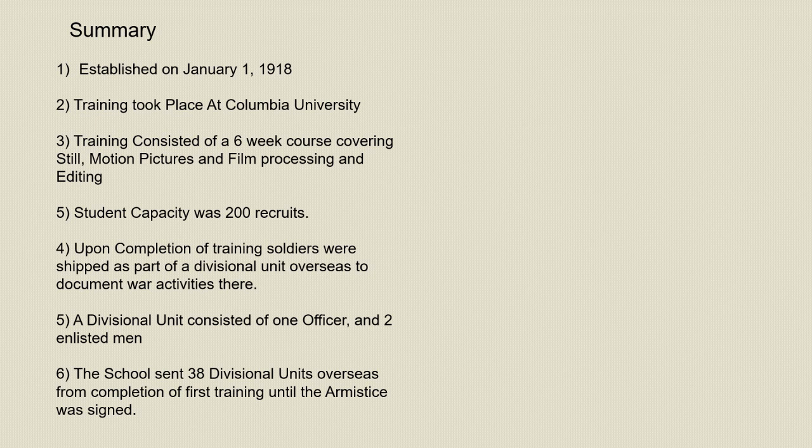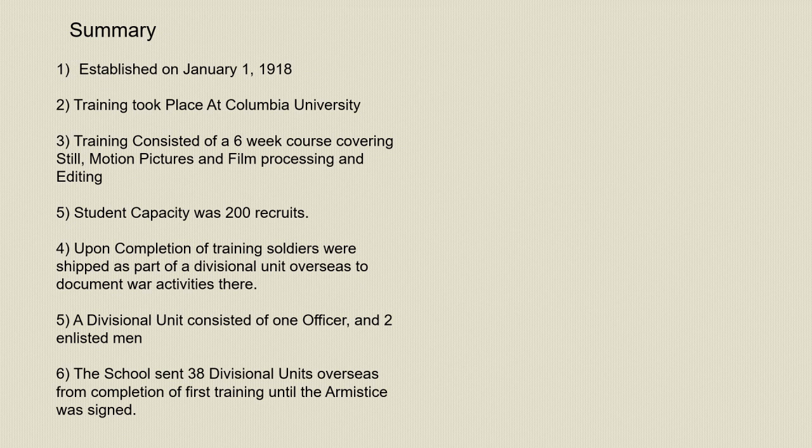To summarize, the school was established on January 1st, 1918 by the Army War College. Training took place at Columbia University in New York. The training consisted of a six-week course covering still, motion picture, film processing, and editing. The student capacity was 200 recruits.